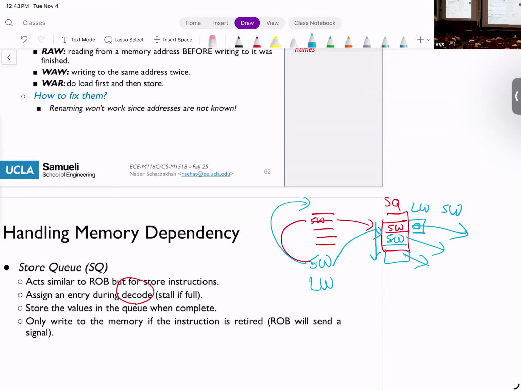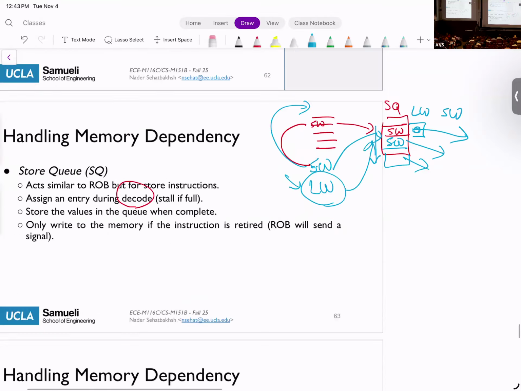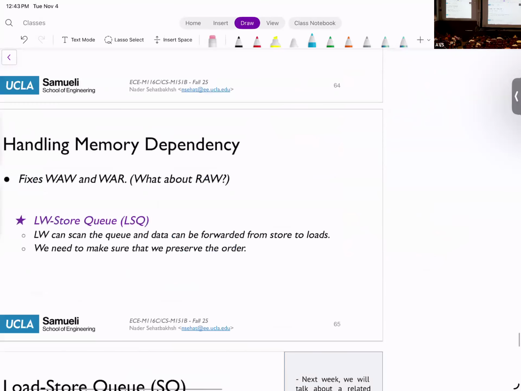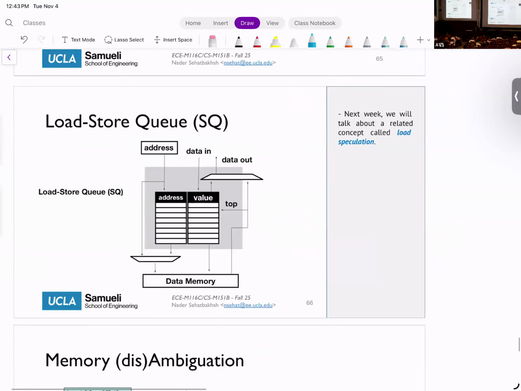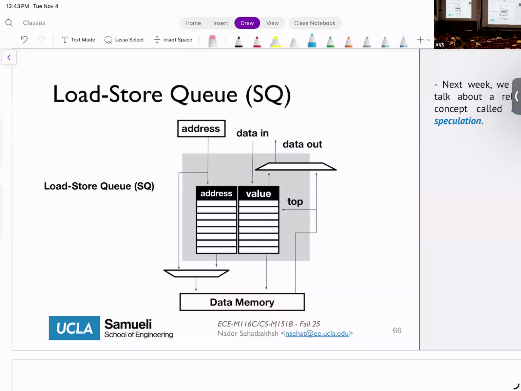And if there are future instructions that need to read this value, instead of going back and reading it from the memory, I read it from this store queue. This is why we call this the load store queue. So it looks something like this.